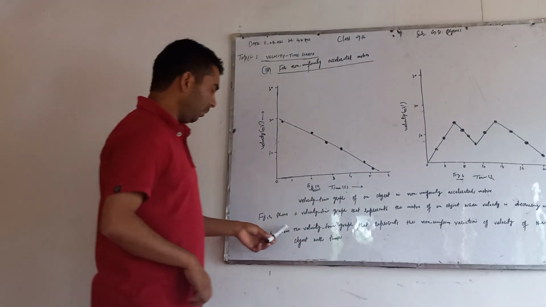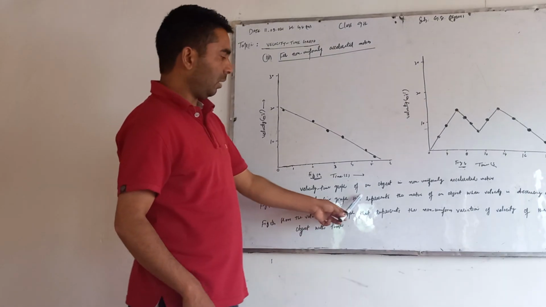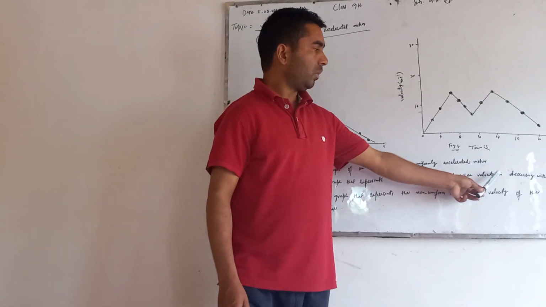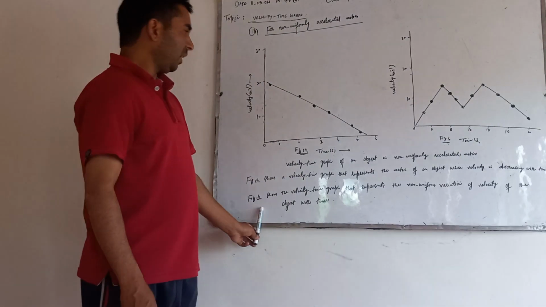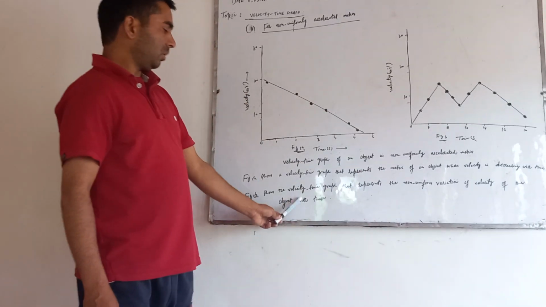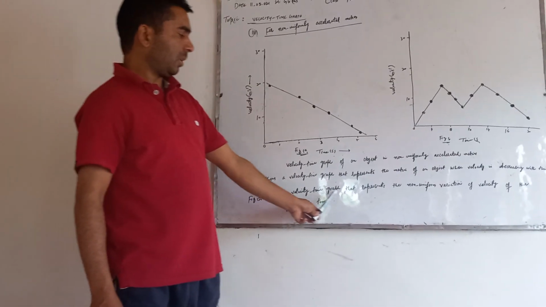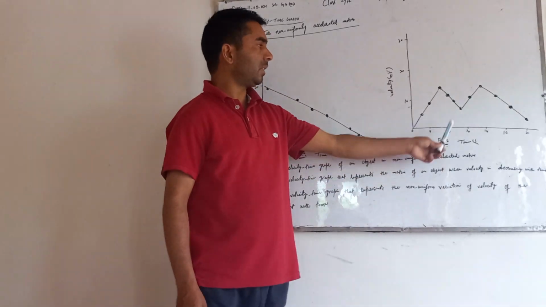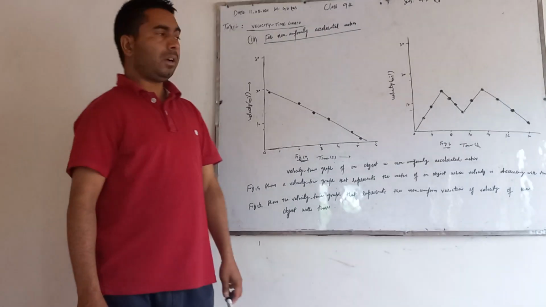Okay, यहाँ पर मैंने लिखा भी है, figure A shows the velocity time graph that represents the motion of an object whose velocity is decreasing with time, and figure B shows the velocity time graph that represents the non-uniform variation of velocity with time.